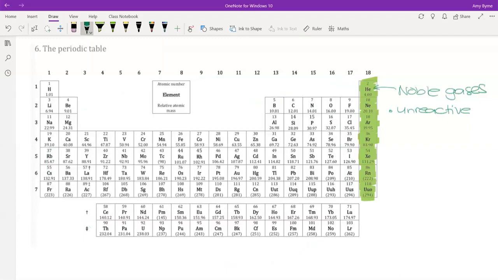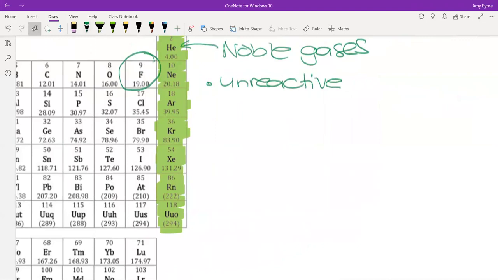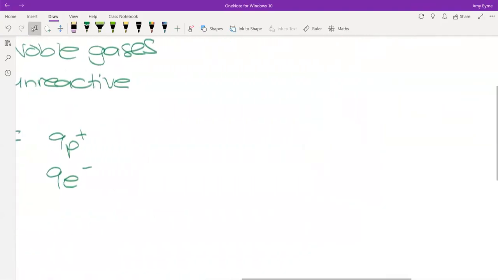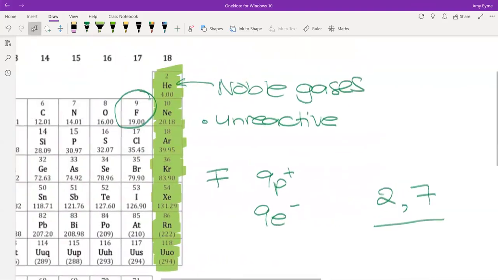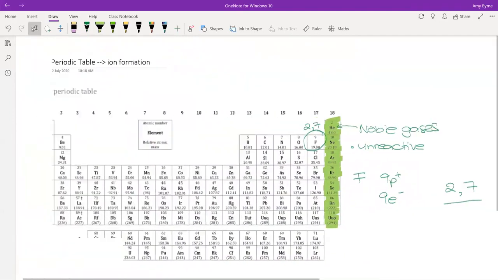Let's look at fluorine and work out its electron configuration. So fluorine has 9 protons, which, because we're talking about atoms, means it's got 9 electrons. I say atoms as opposed to ions. So my first shell can hold 2 electrons, which means I've got 7 left over, which the next shell can hold. So fluorine here has an electron config of 2, 7.